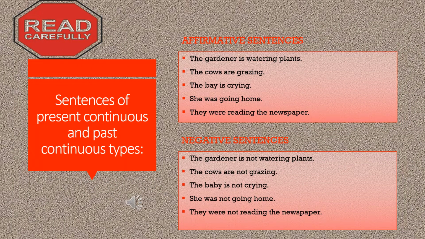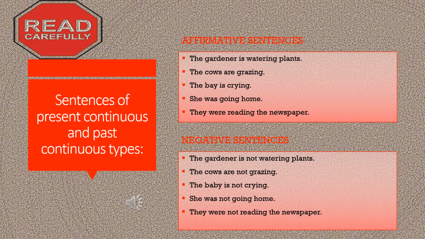Students, now we will read the sentences of present continuous and past continuous types. First, we will read affirmative sentences. Then, the affirmative sentences will be converted into negative sentences. So, the first one is, the gardener is watering plants. The cows are grazing. The baby is crying. She was going home. They were reading newspaper.